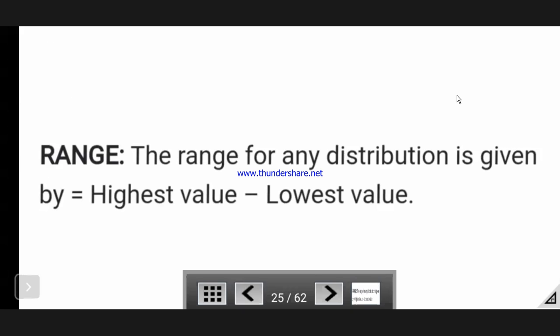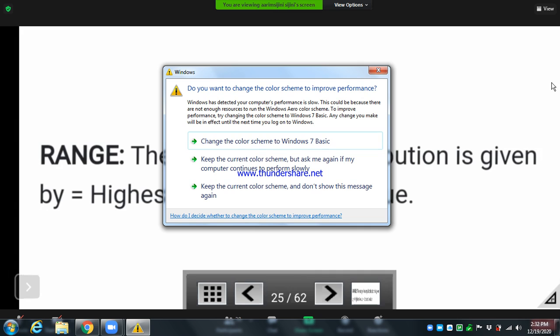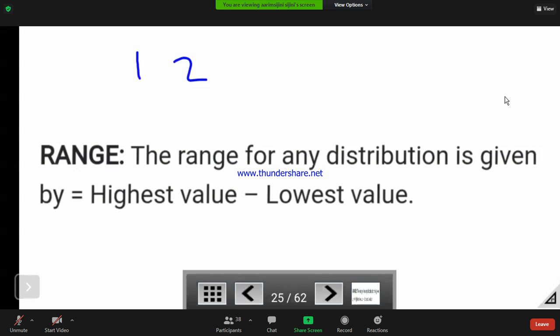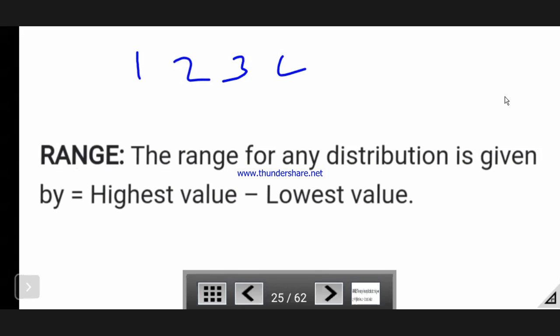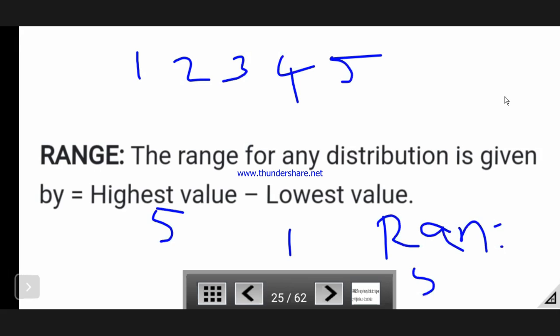Range is given by the highest value minus the lowest value. If we are given a set like 1, 2, 3, 4 and 5, the highest value is 5 and the lowest value is 1. So the range is 5 minus 1, that is equal to 4. Range is nothing but the highest value minus the lowest value. Any doubts, ma'am? Shall we move to the next?